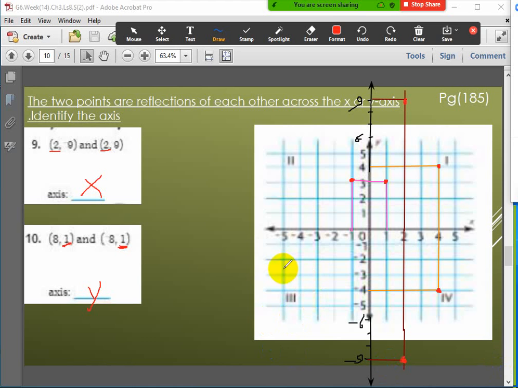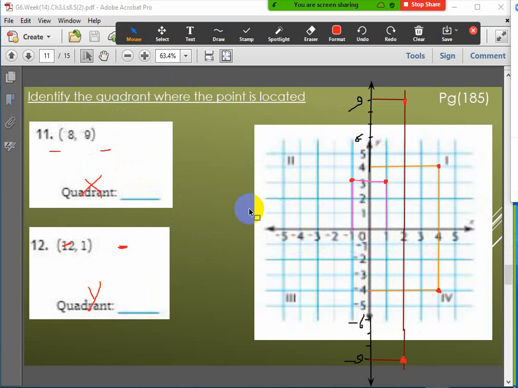Thank you so much. So no need to draw. I drew it for you only to explain it. No need to draw the coordinate plane. Okay, so let's move now to number 11.